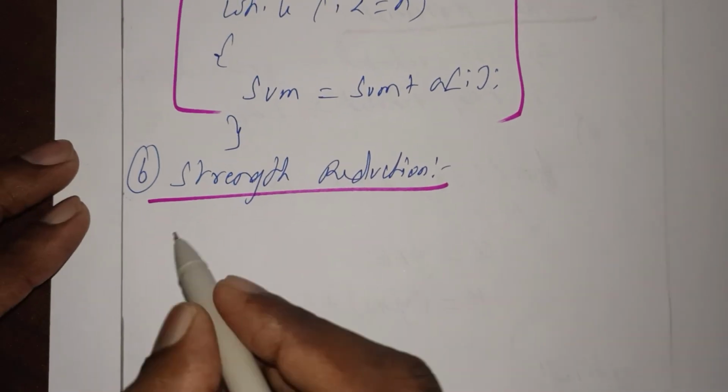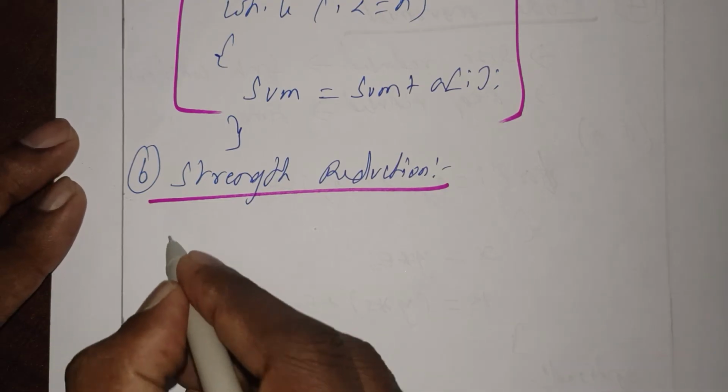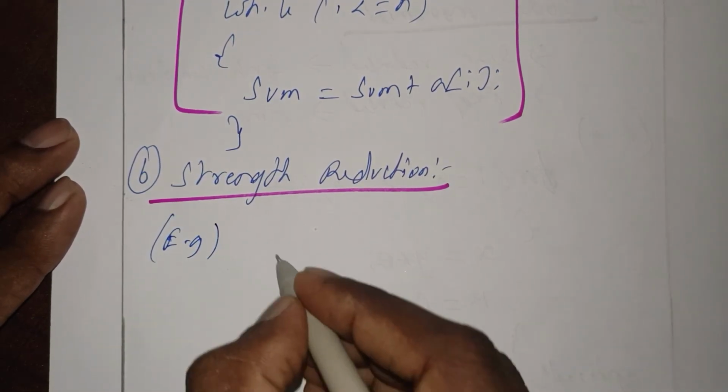Okay, whichever has the highest strength, that is the asterisk, can be converted into plus or minus or whatever it is. So the highest strength operator is reduced here. Example, I can write one example for this.